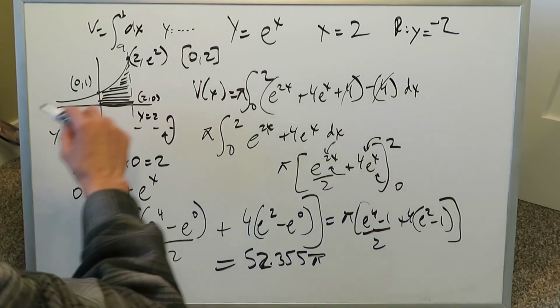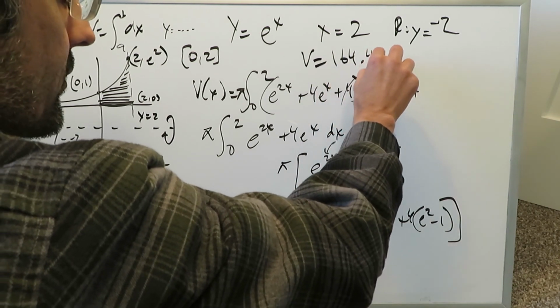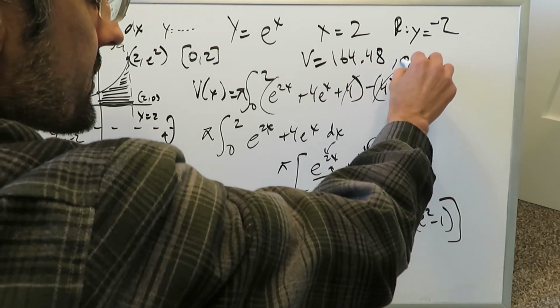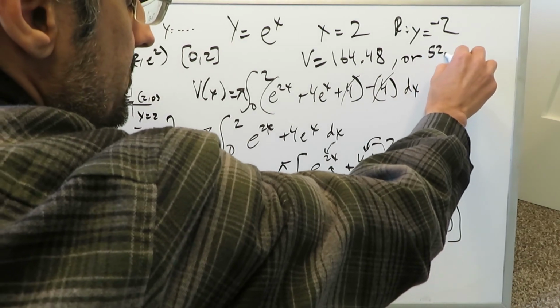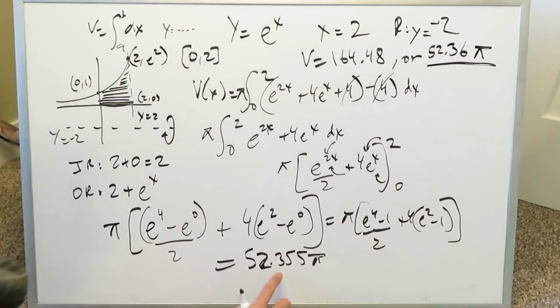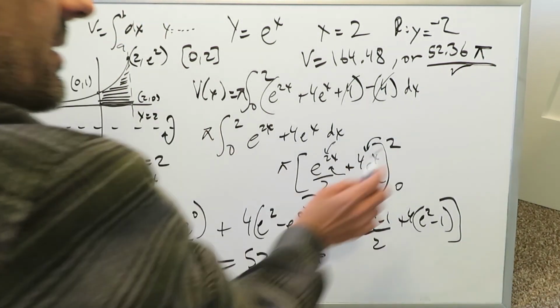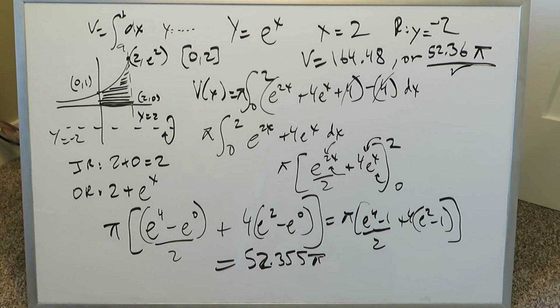164.48. So we can put right here, the volume is 164.48 units cubed, or you can just say 52.36 pi. I'm rounding it up. I think this 52.36 pi is a good answer, and I'm comfortable with that.